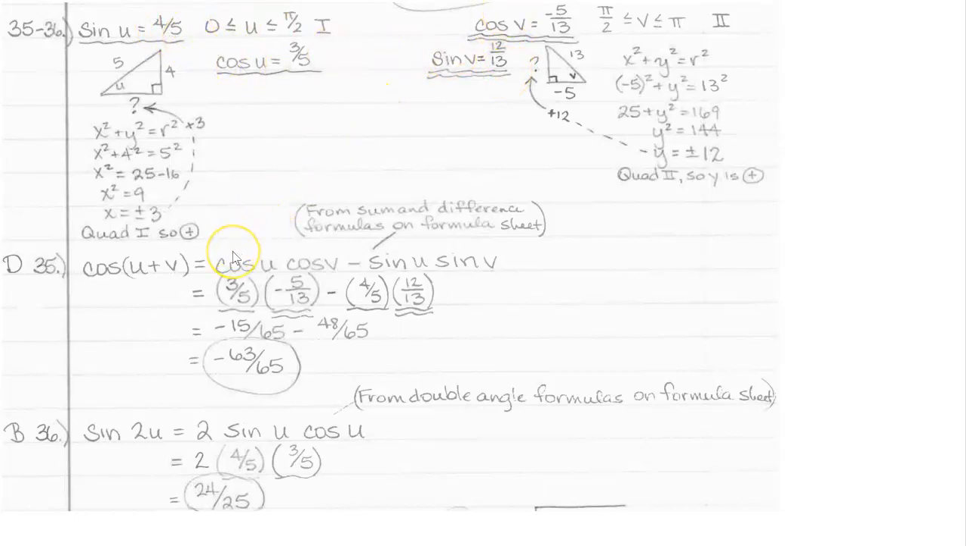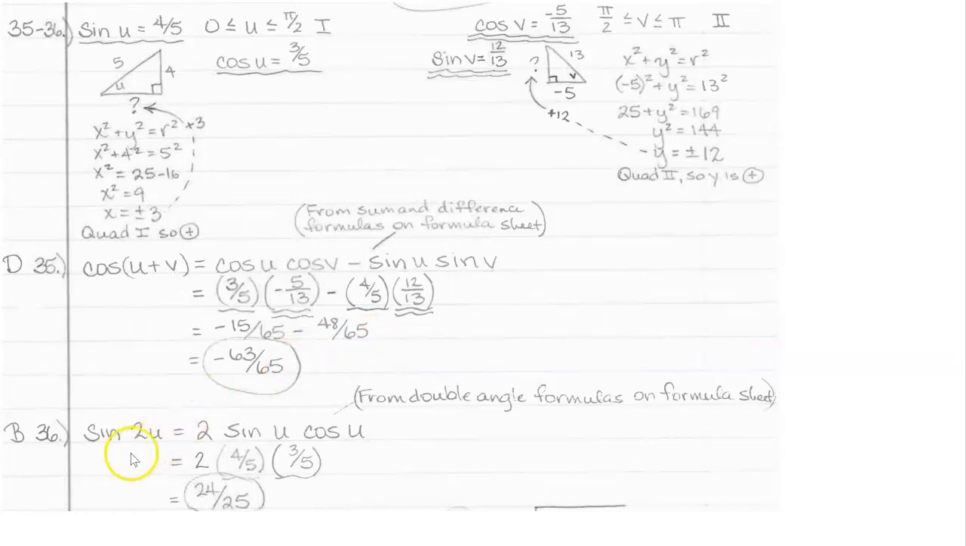I can just plug them into my formula. So cosine u is 3/5. Cosine v was given negative 5/13. And then sine u was given as 4/5. And sine v we found to be 12/13. So then we can just go through and multiply. 3 times negative 5 is negative 15. 5 times 13 is 65. And then 4 times 12 is 48. 5 times 13 is 65. Negative 48 and negative 15 gave us the negative 63/65.